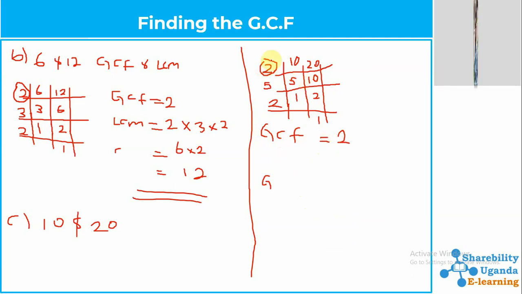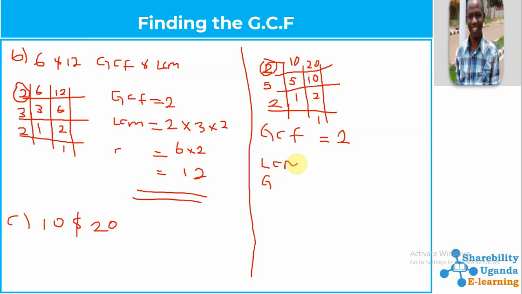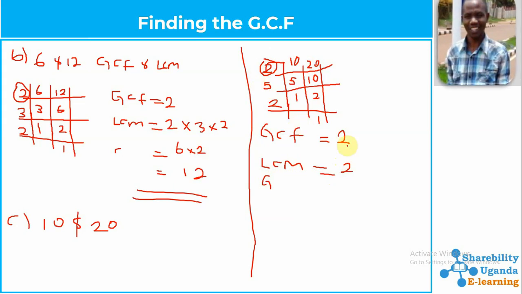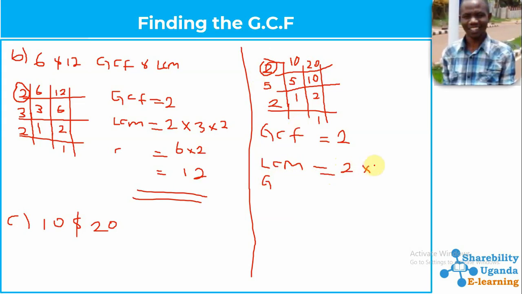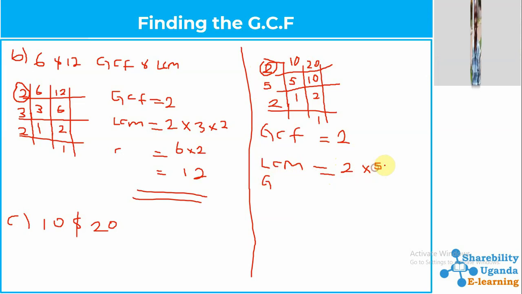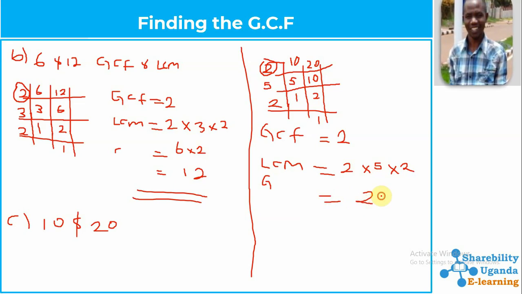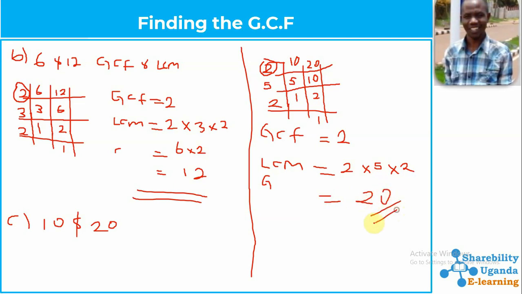Why? Because we have our 2 which can divide 10 and 20 only. Then now we come to our what? Our LCM is going to be equal to, we have our 2, this first one, then times 2, times 5, times 2. So here we shall have our answer: 2 times 5, which is 10, 10 times 2, 20.